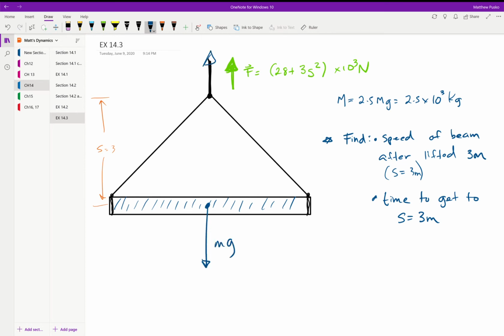So we have this force as a function of S, and it's given in meganewtons, but let's call that times 10 to the third newtons. When they give us the mass in megagrams, let's go ahead and call that times 10 to the third kilograms. They want us to find the speed of the beam after it's gone up 3 meters and the time to get up 3 meters.